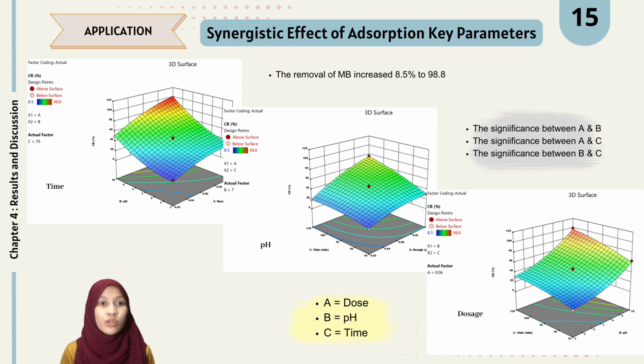The significant interaction between dose and pH shows that removal of the methylene blue increased from 8.5% to 98.8% by increasing the pH of the solution from 4 to 10, besides increasing the dose from 0.02 gram to 0.1 gram. Meanwhile, the second significant interaction is between dose and time. The removal of the methylene blue increased by extending the contact time to 70 minutes. And the significant interaction between pH and time can be increased by increasing the pH of the solution from 4 to 10, besides extending the contact time to 70 minutes.